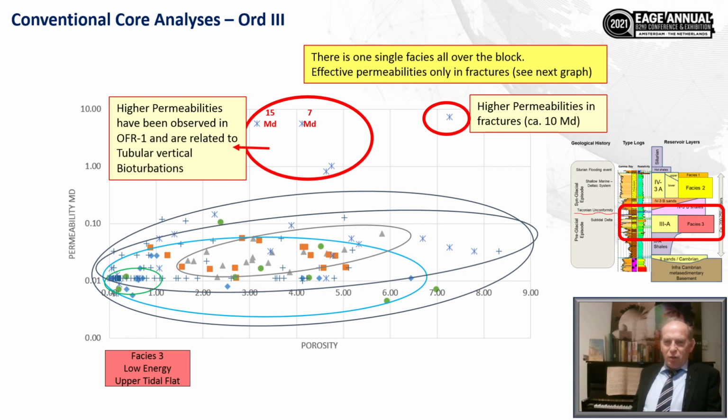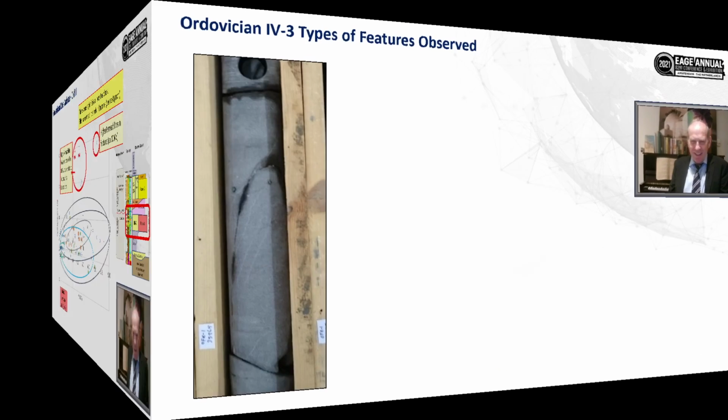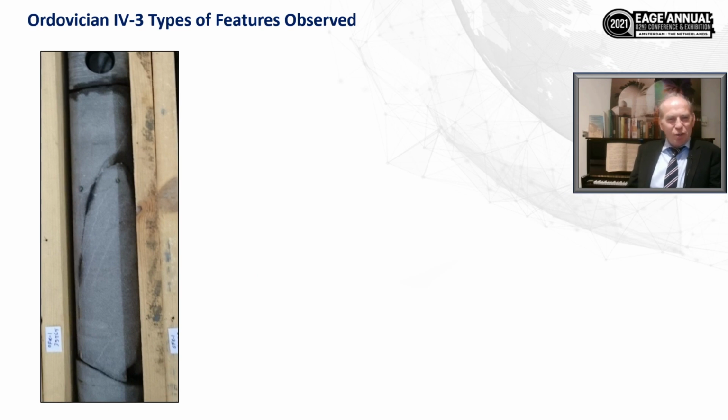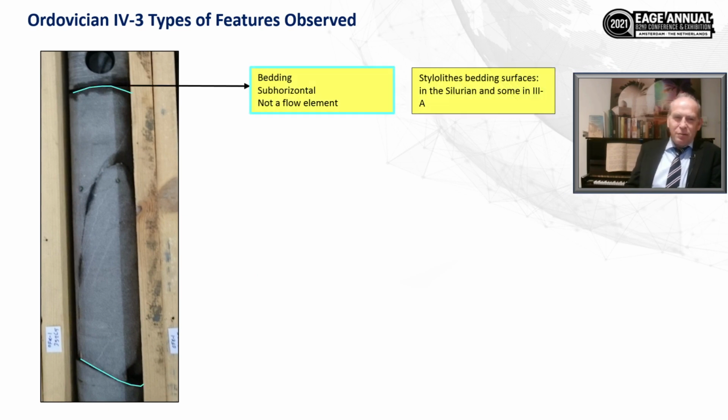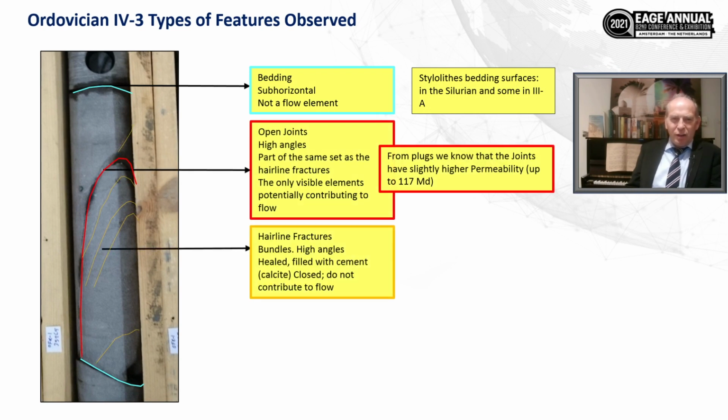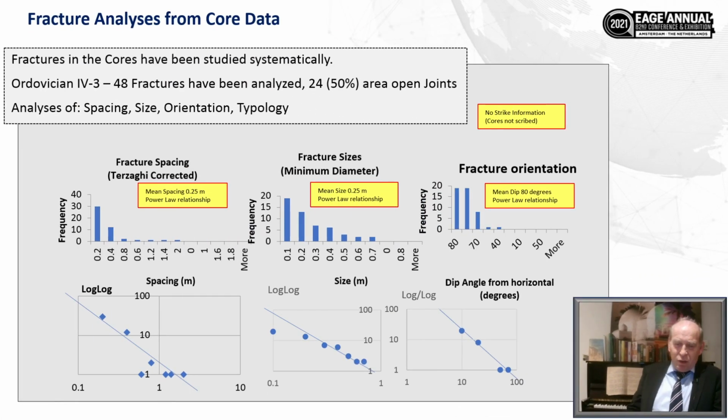Here a porosity permeability cross plot for the central part of the Ordovician reservoir unit, and we can see high ranges in porosities, still low permeabilities, and a few high permeabilities on sedimentological features and fractures. Here the different discontinuities that can be observed on the core, subhorizontal bedding, open joints, hairline fractures. Some results of the numerical analysis on the discontinuities, the fracture spacing, fracture sizes, and some information on the fracture orientation.